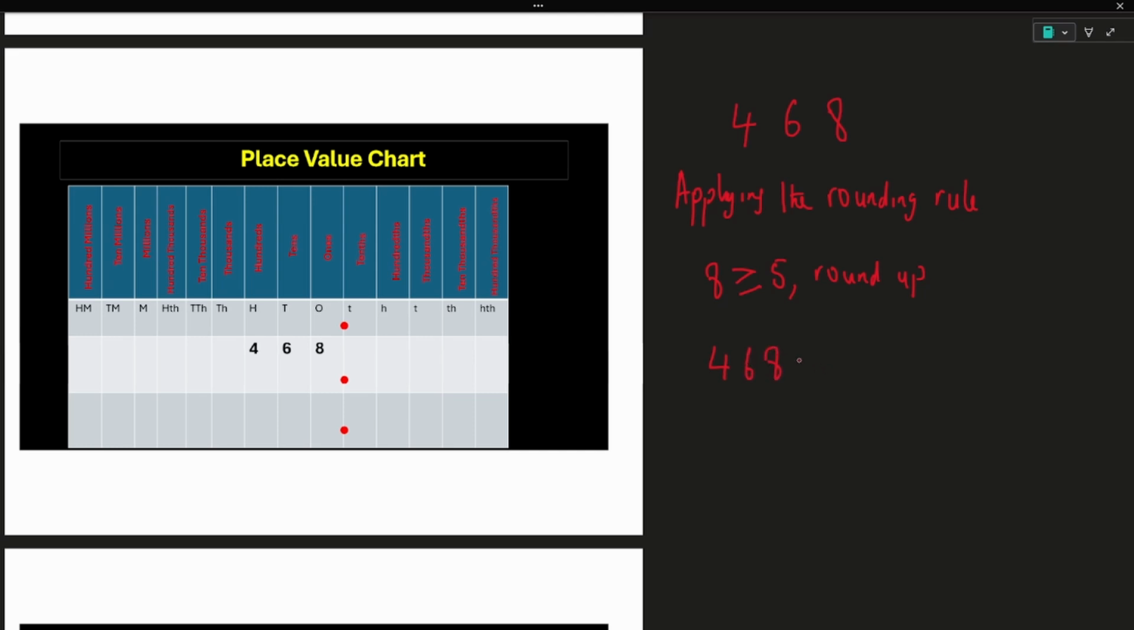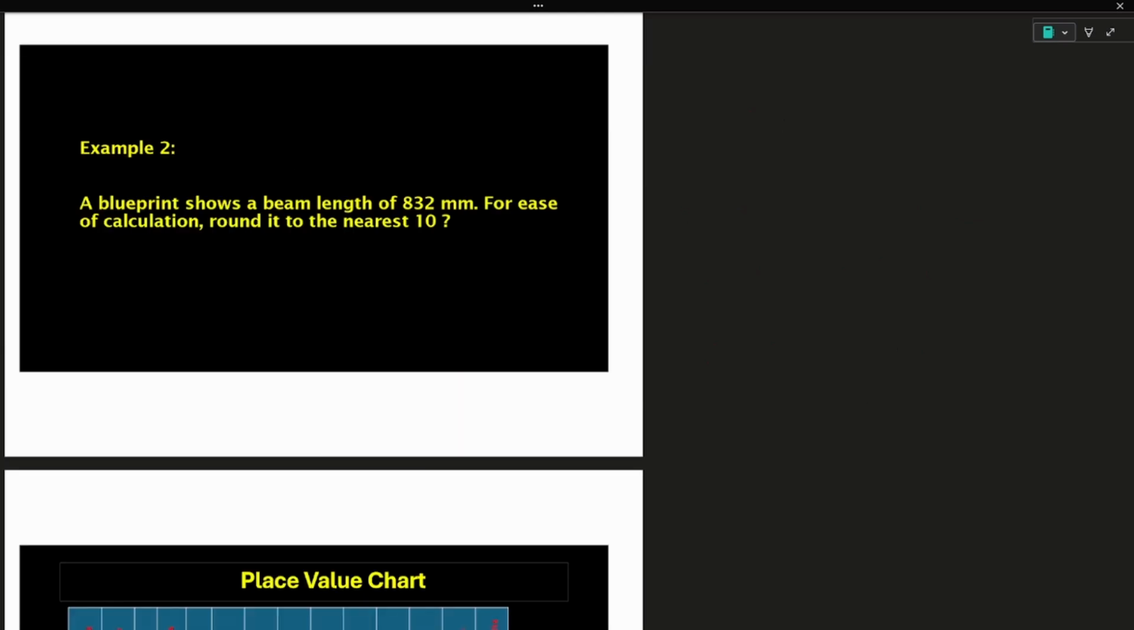Hence, 468 will result to 4. We leave the 4 to remain the same and increase the 6 by 1. Then the digit after the 10th place will become 0. So our answer is 470. Example 2. A blueprint shows a beam length of 832 millimeter.